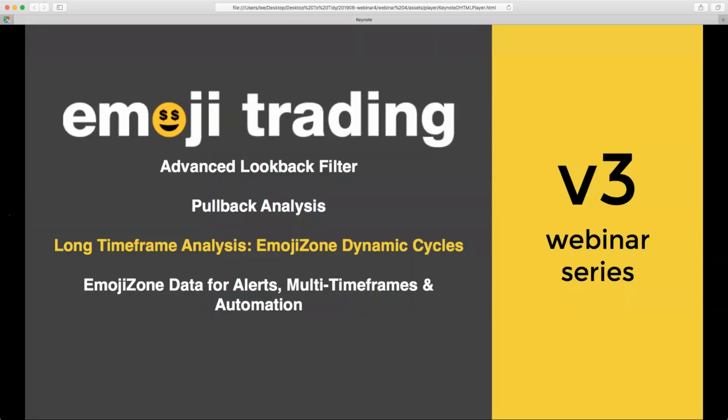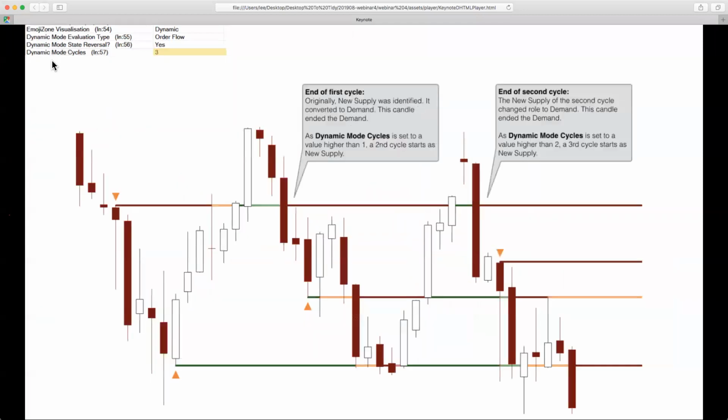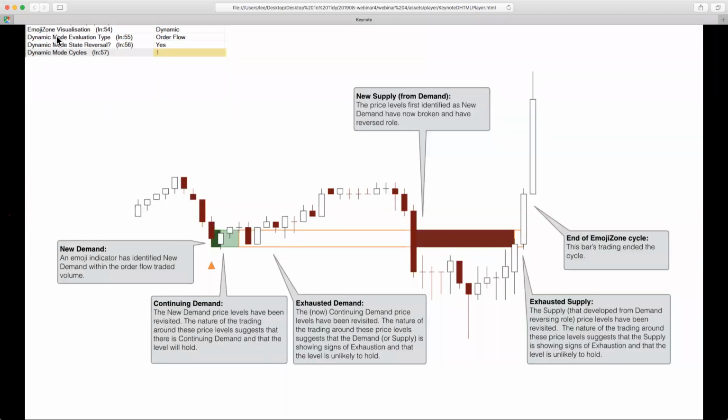The next thing I'm going to talk about is long time frame analysis and Emoji Zone dynamic cycles. We covered the Emoji Zone visualizations in our first webinar 3 weeks ago. I'm going to start out by recapping this, then turn over to Fiera Chart and show you what on earth I'm talking about.